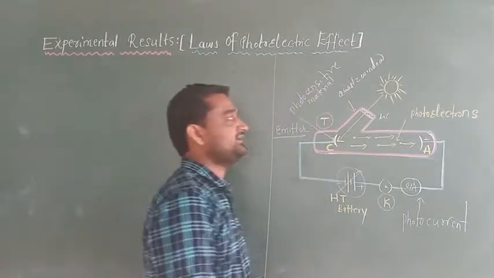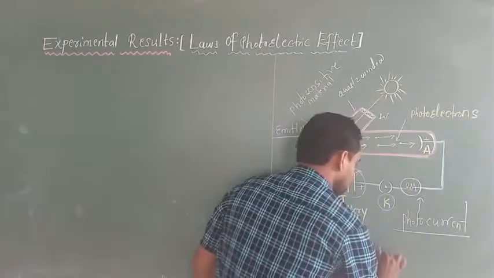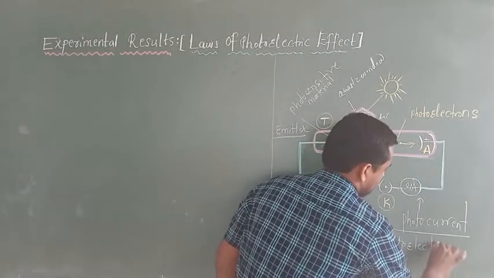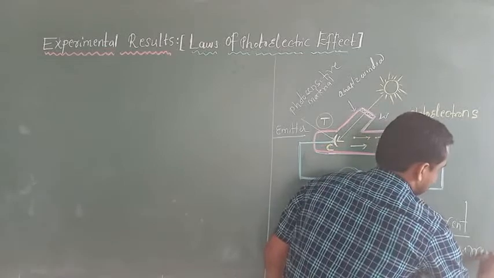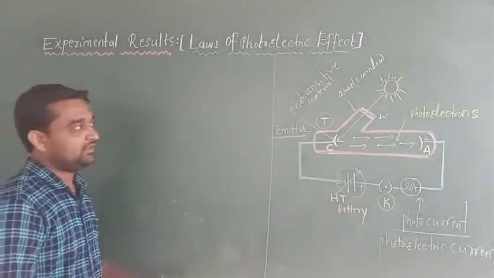The current thus obtained is called what? The photocurrent. It is also called what? The photoelectric current, or photocurrent.